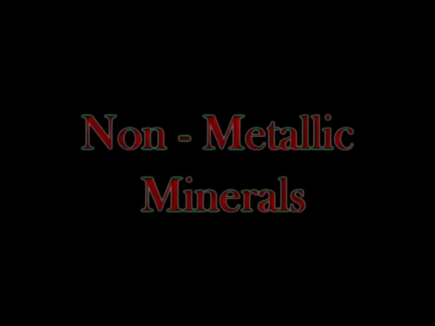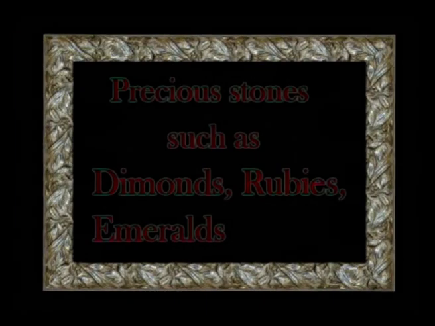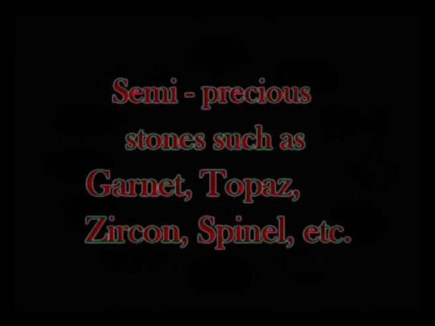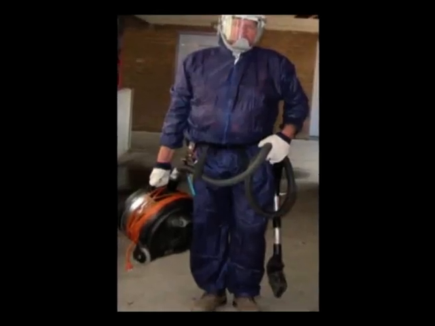The next is non-metallic minerals. These are generally inexpensive and are needed in large quantities for their exploitation. The important non-metallic minerals include gemstone. Gemstone is a precious stone such as diamonds, rubies, emeralds, and semi-precious stones such as garnet, topaz, zircon, spinel, etc. These are generally used for jewelry. Asbestos. It is a fibrous variety of the mineral called serpentine. The fibers of the mineral can be separated and woven into fireproof fabrics used for firefighters' clothes and also used in manufacturing of ceiling and sound insulation.